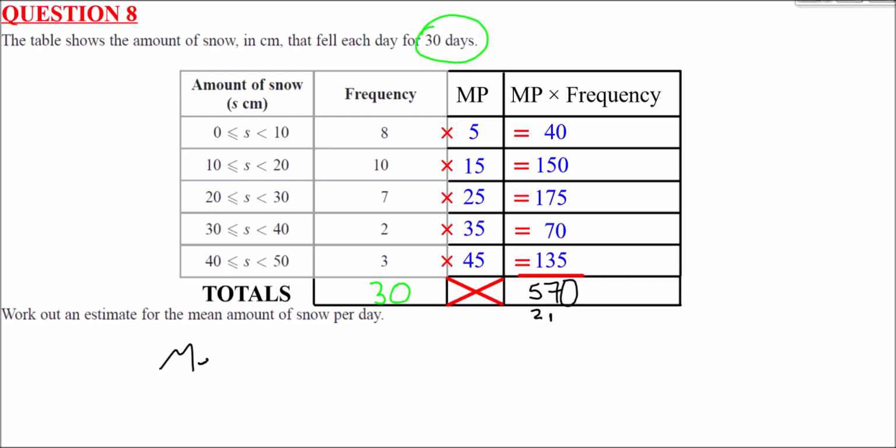So therefore the mean, this means approximately, the total of midpoints times frequency, 570, divided by the total frequency, which is 30. Now, both of these are whole numbers ending in 0, so we can cancel the end zeros. What's 57 divided by 3? If you want to use a bus stop method, you absolutely can, but that gives us 19. So the mean amount of snow, the estimated mean at least, is 19 centimetres.